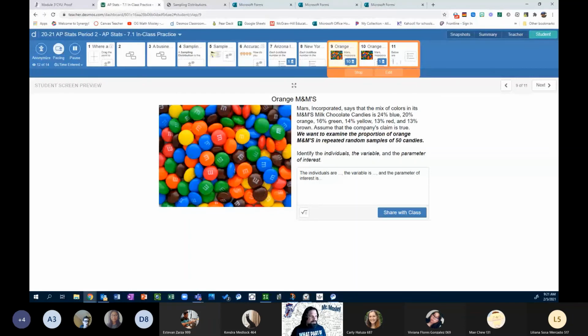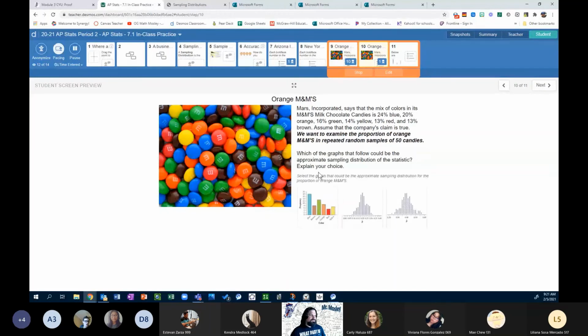We want to examine the proportion of orange M&Ms in repeated random samples of 50 candies. We're going to identify the individuals, the variable, and the parameter of interest. So that is the first question. Second question. Which of the graphs that follow could be the approximate sampling distribution of the statistic? Explain your choice. I do apologize.